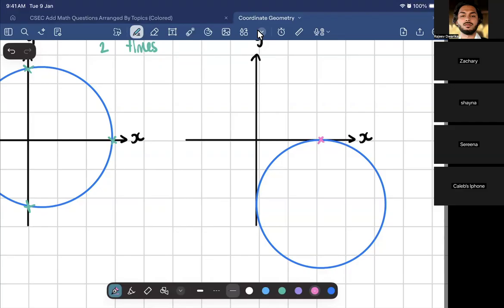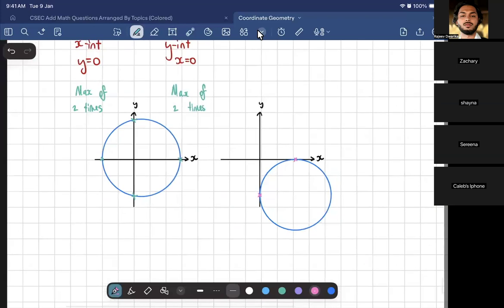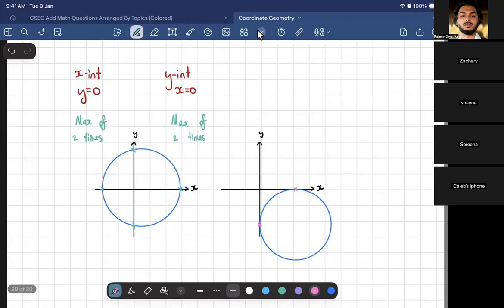So we got one y-intercept. Right, we have one y-intercept. That's why I said the maximum is 2 times. It doesn't have more than 2. Great.